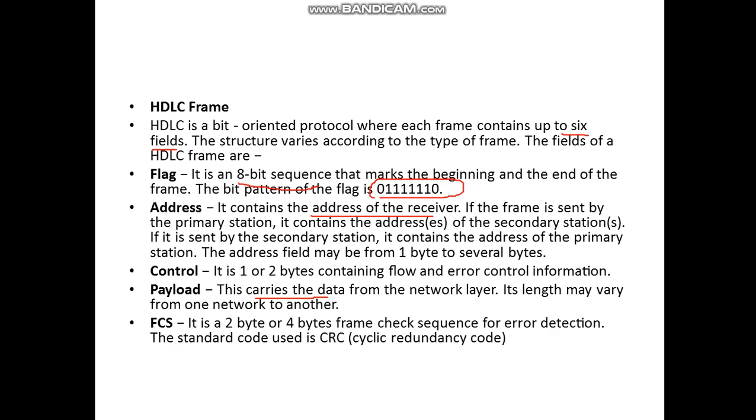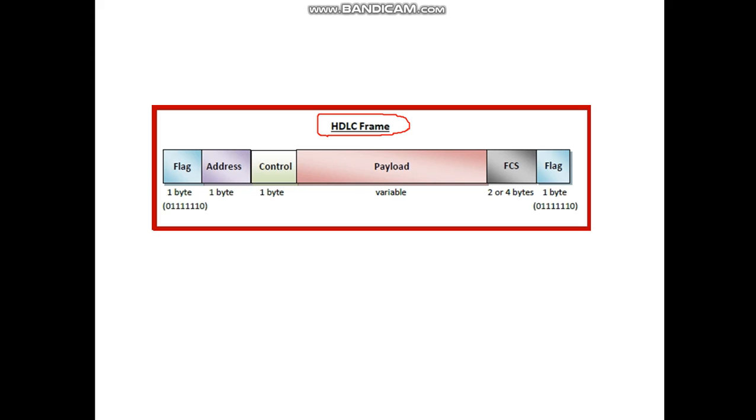Next is FCS, again 2 or 4 bytes. This is for error detection, and we use cyclic redundancy code for the same, which is an error detection mechanism available in computer networks, and this is something that we'll be using. So this is basically how the frames look.